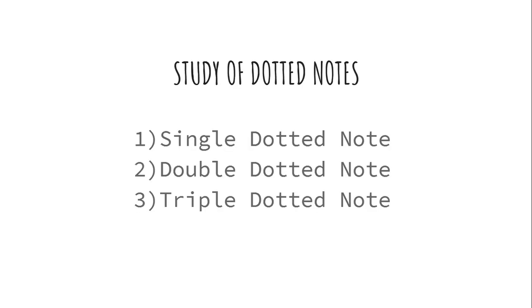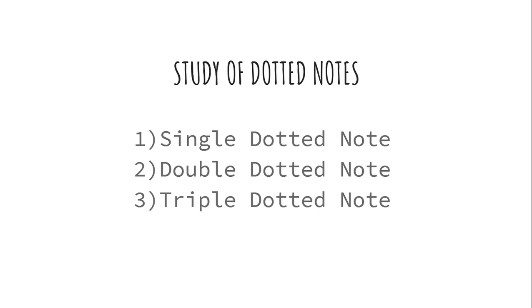So let's move on to the study of dotted notes. Previously we studied the different types of notes and their values, and we also learned how to play those notes with their values on guitar, drum, bass, keyboard, etc. We have also studied different types of rest, which come instead of notes and are also called periods of silence. So we are moving on to dotted notes.